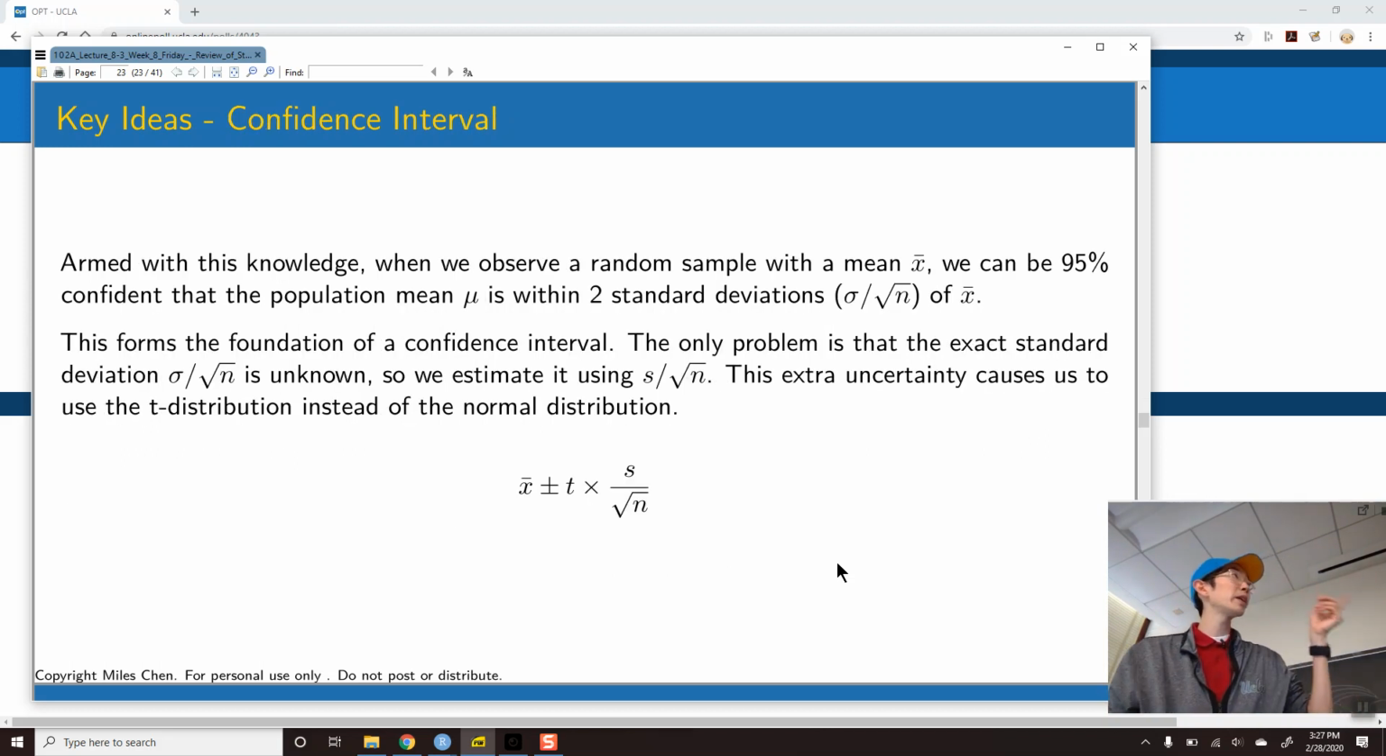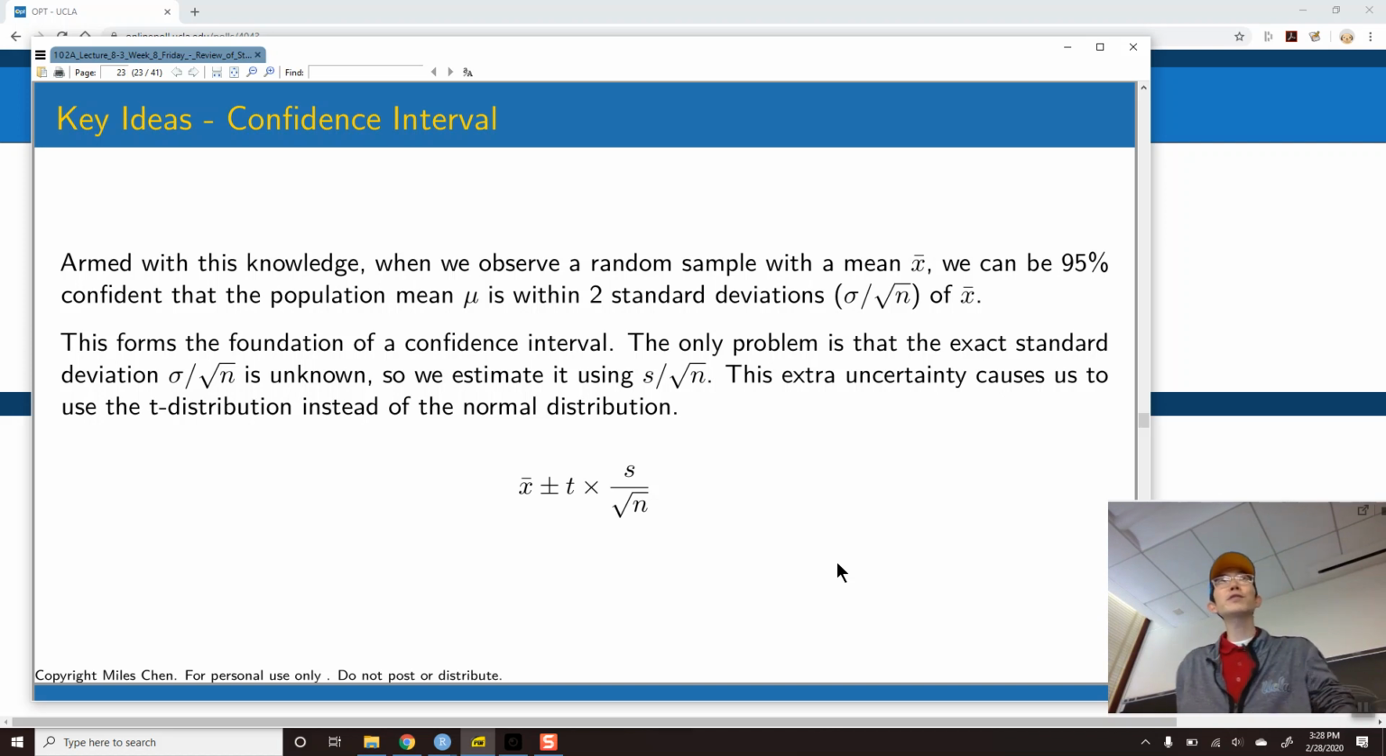Okay, so with that, I can flip it around and say when I do observe a random sample with mean x bar, I'm 95% confident that the population mean mu is within 2 standard deviations, each standard deviation being sigma over the square root of n, of x bar, okay? So I'm 95% confident that mu is within 2 standard deviations of x bar. And that forms the foundation of a confidence interval, all right?